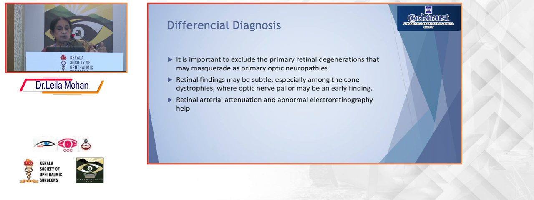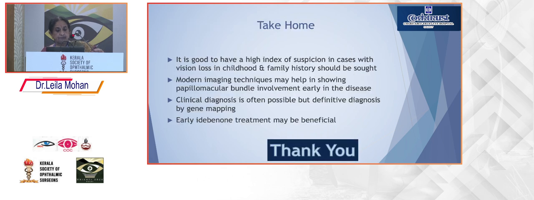It's important to exclude primary retinal degenerations with optic disc pallor. Retinal findings may be subtle, and especially with cone dystrophy, optic nerve pallor may be the early finding. But retinal artery attenuation and abnormal ERG may be helpful. So it is good to have a high index of suspicion in cases with vision loss in childhood, and a family history should be sought. Modern imaging techniques may help in showing papillomacular bundle involvement, and clinical diagnosis is often possible with a family history, but definitive diagnosis is by gene mapping, and early Idebenone treatment is, as of now, the only treatment.